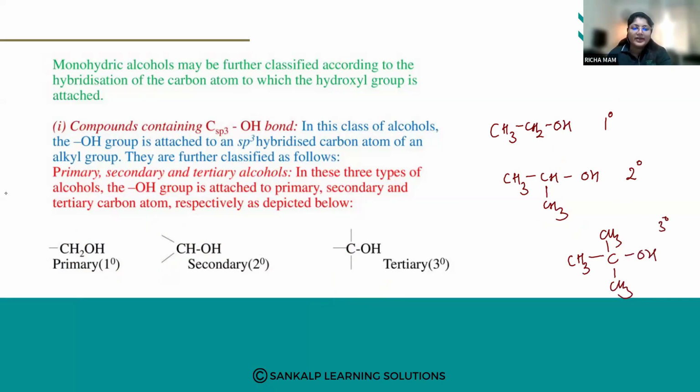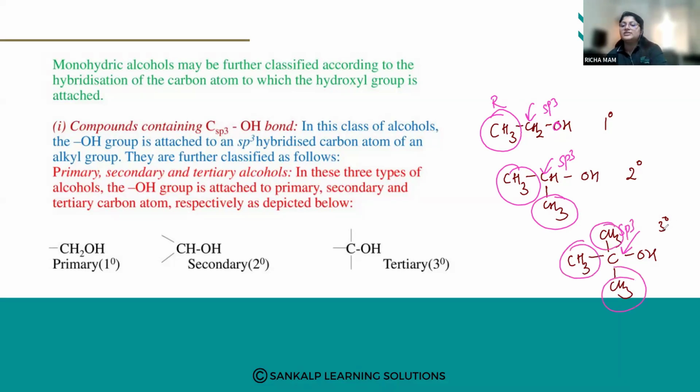Why? What is the reason here? Here the OH is attached to an sp3 hybridized carbon with only one alkyl group. Here the OH is attached to an sp3 hybridized carbon with two alkyl groups, and here the sp3 hybridized carbon is attached to three alkyl groups. So it is a tertiary carbon, based on where the OH group is attached. I hope it is clear.